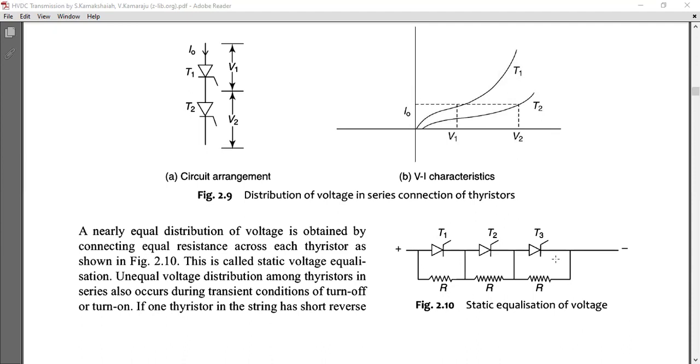So see here, if one thyristor in the string has a short reverse recovery time, it will be supporting the string reverse voltage also. And the thyristor which has the highest turn on time is supporting the string voltage at that time.